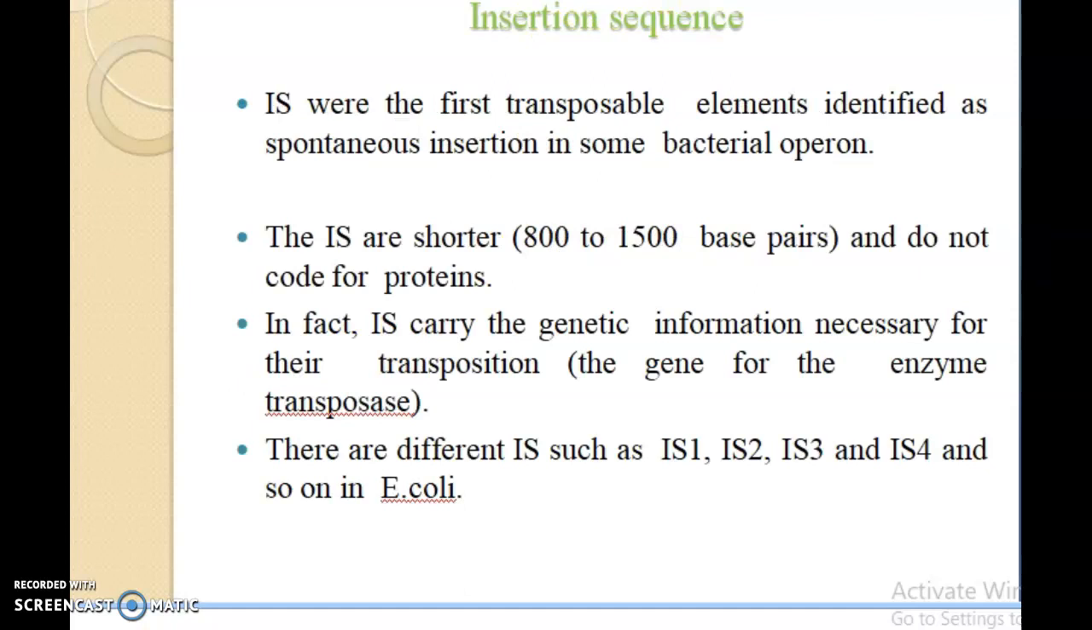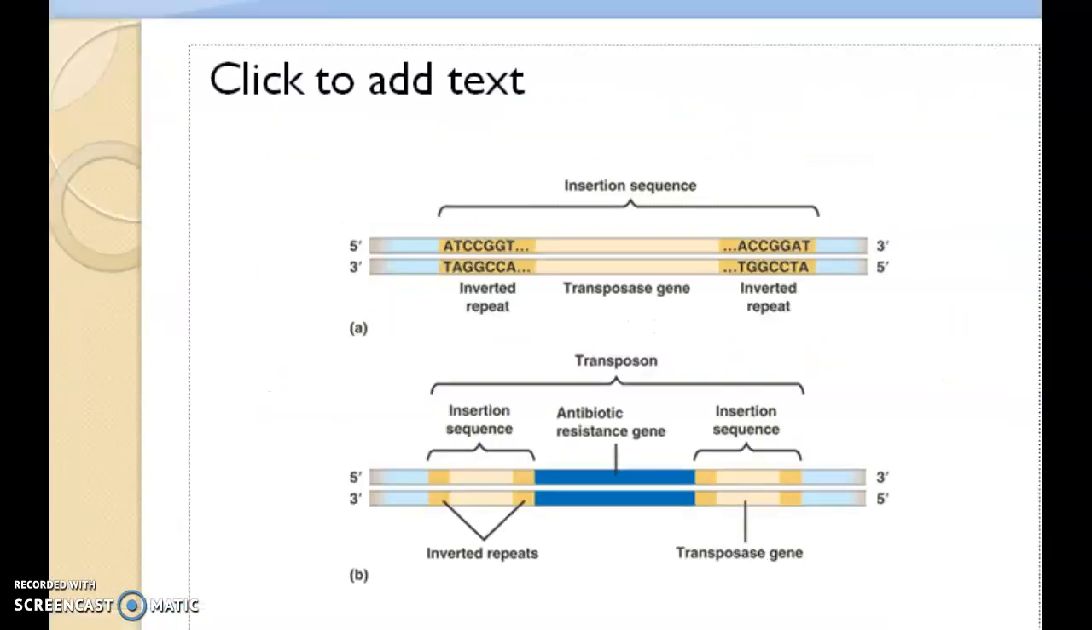IS elements were the first transposable elements identified, as spontaneous insertions in some bacterial operon. An IS element is short, with a size of 800 to 1500 base pairs, and does not code for a protein. In fact, IS elements carry the genetic information necessary for their transposition, that is the gene for the enzyme transposase. There are different IS elements, such as IS1, IS2, IS3, IS4, and so on.